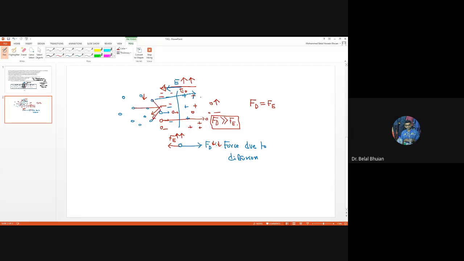So no further diffusion. Similarly, it's going to happen for electrons. So no further diffusion of electrons and holes. So that is our equilibrium situation.